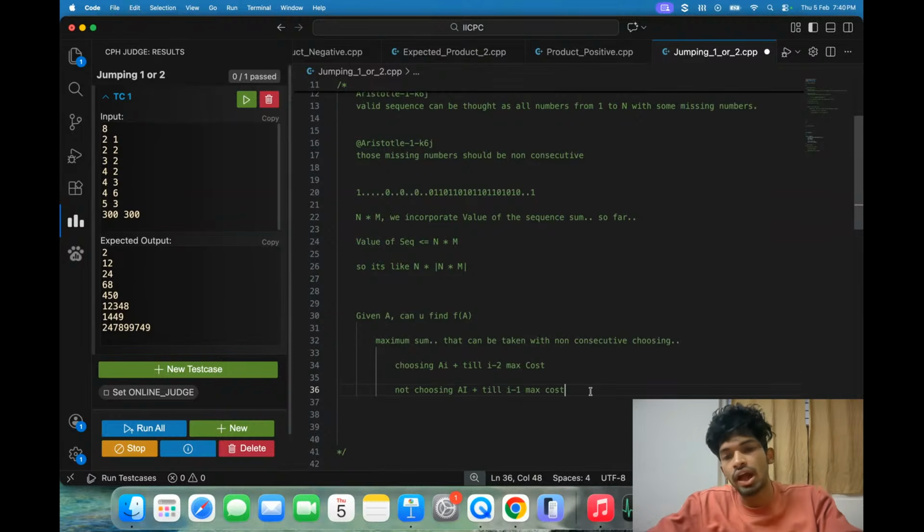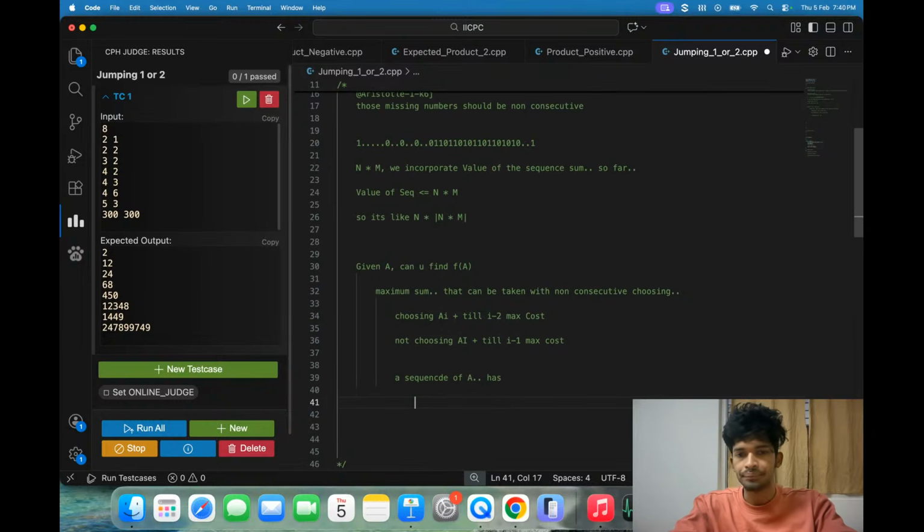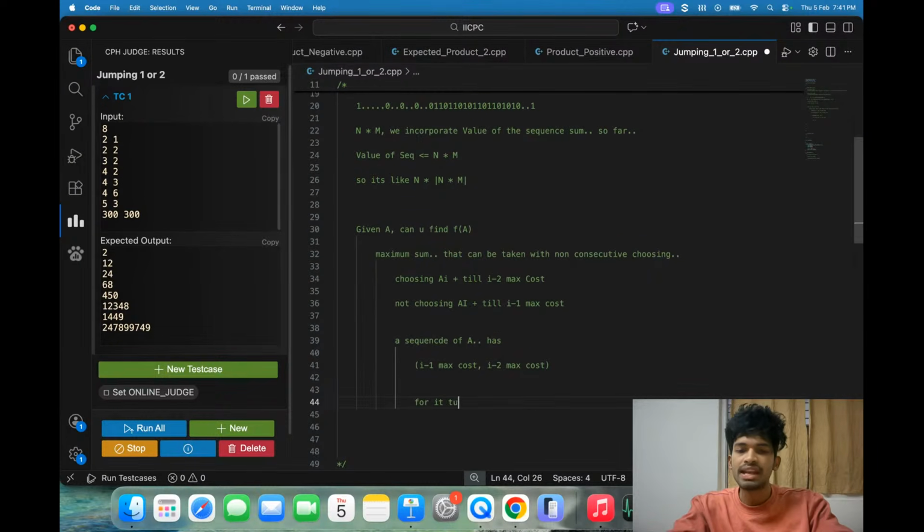So a sequence of A has i minus 1 max cost, comma, i minus 2 max cost. For it to proceed and build up, if you are only counting max cost per sequence, these are the only values that are necessary for us to proceed further from i to i plus 1. Right.